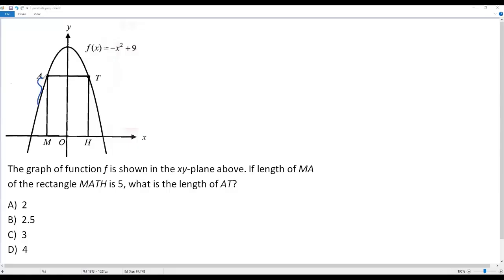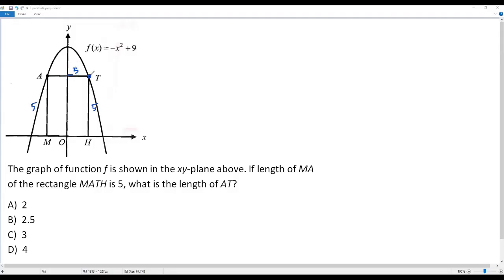The length of this line segment MA is given, that is 5 units, and we have to find the length of this line segment AT. Since the length of MA is 5, the length of HT also must be 5, because both of them are parallel, so they must have equal length. And also we have a value 5 on the y-axis over here, because the length of this vertical line segment is 5. We have positive 5 on the y-axis over here.